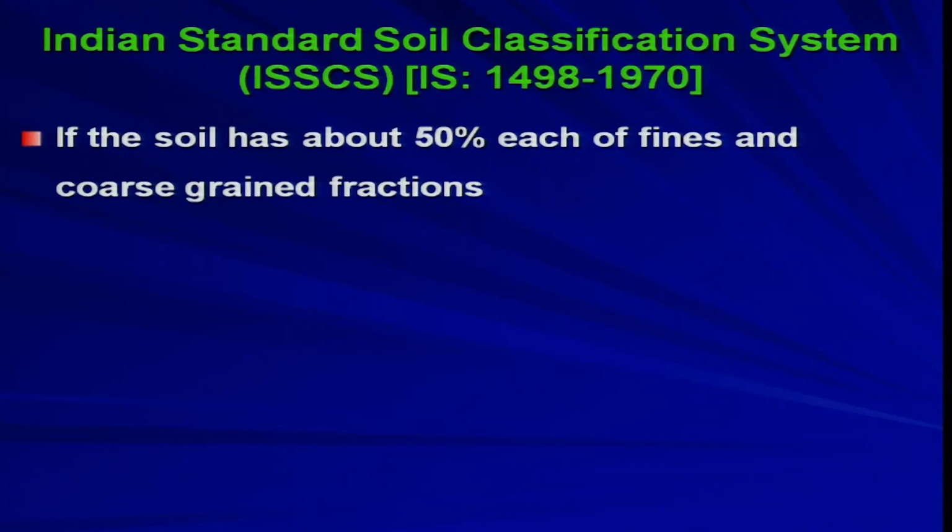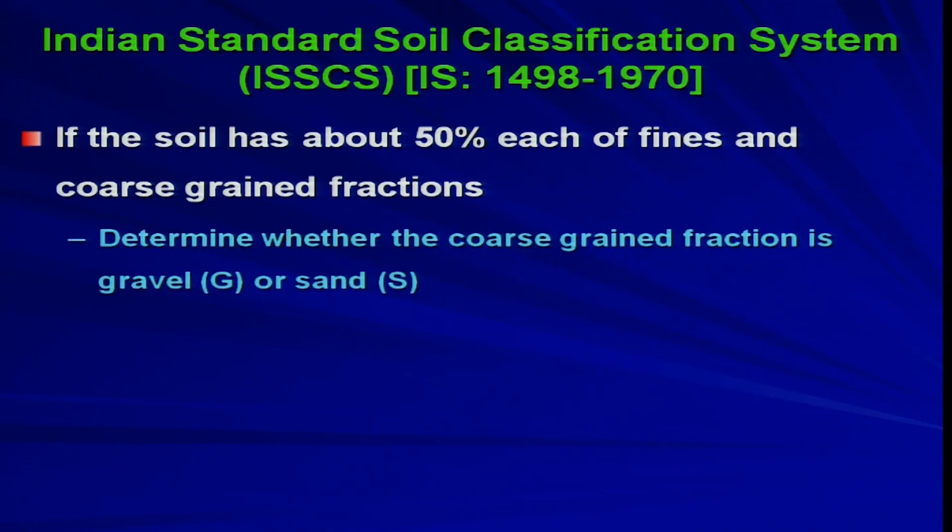If the soil has about 50% each of fines and coarse grained fractions. So, basically we have discussed that if the percentage retained on 75 micron is more than 50%, then it is coarse grained soil. If the percentage finer than 75 micron is more than 50%, then it is fine grained soil. Now, if it is 50-50, 50% coarse grain and 50% fine grain, then what will happen? Then determine whether the coarse grain fraction is gravel or sand.